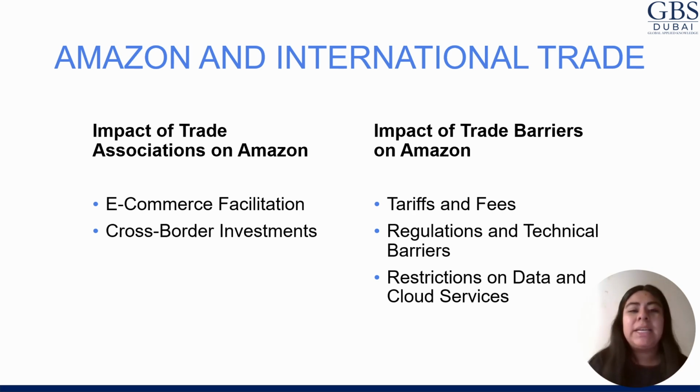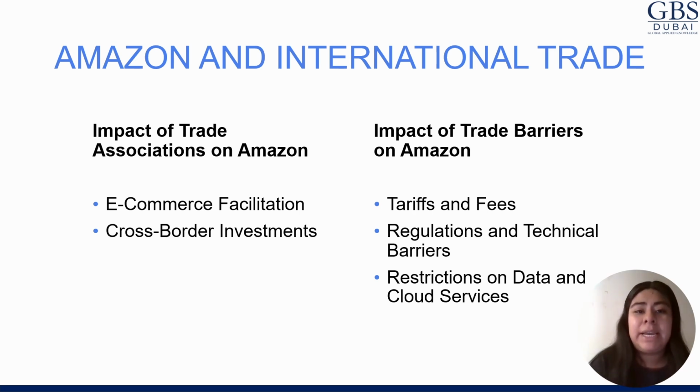The first one is tariffs and fees. The tariffs and fees are forcing Amazon to adjust its supply chain, redirecting purchases and revaluing prices to remain competitive. At this same point, we have regulation and technical barriers. The regulation and technical barriers are basically security standards, labeling, or digital content that may prevent certain products from being sold in certain countries.